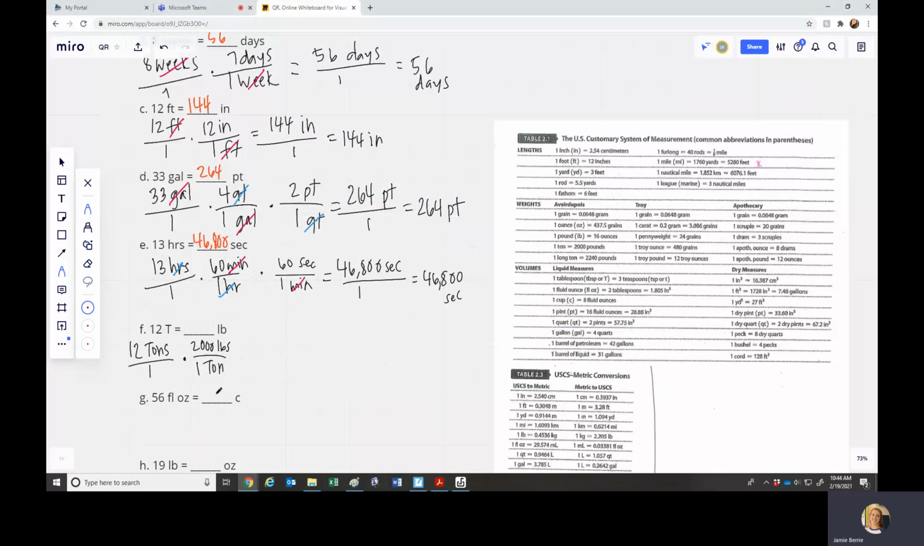So unit in math means 1. So that's why they're called unit factors. We're going to cancel out our common units there. Tons cancels with tons. We ended up with pounds in the top, which is what we want. So let's go ahead and multiply across the top. 12 times 2,000.